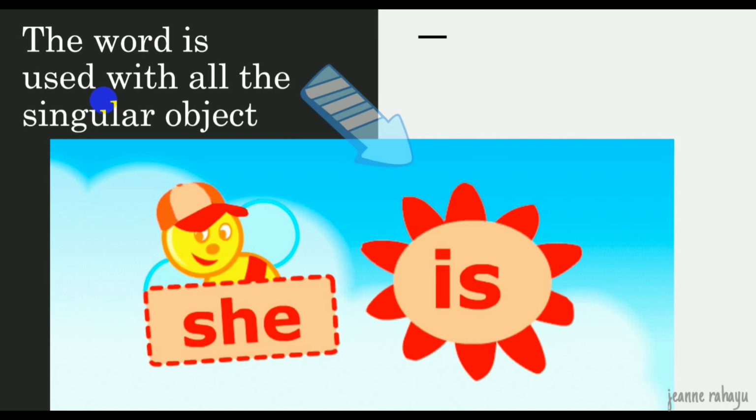The second is the word is. The word is used with all singular objects. Is is followed by he, she, or it. Example: he is a student. She is beautiful. It is an apple.